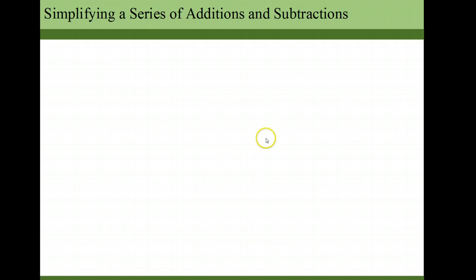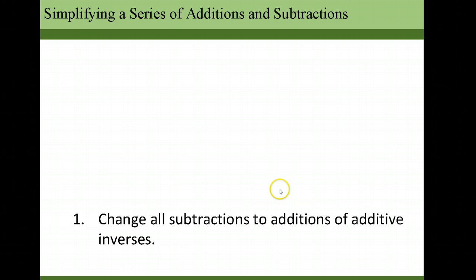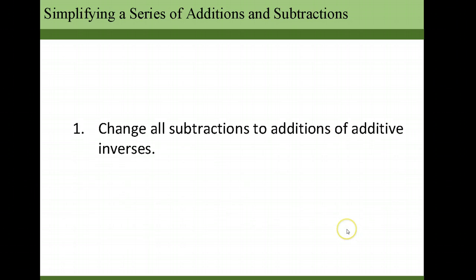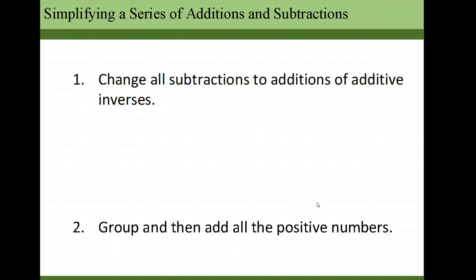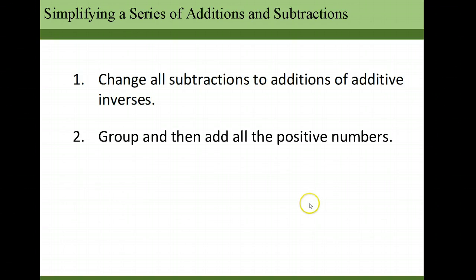So if we have a series of additions and subtractions, a big long string of them, what should we do? What would be a technique that we could follow? So first, change all subtractions to additions of additive inverses. Do the process that we just described before. Change all those subtractions to additions with the additive inverses of b there.